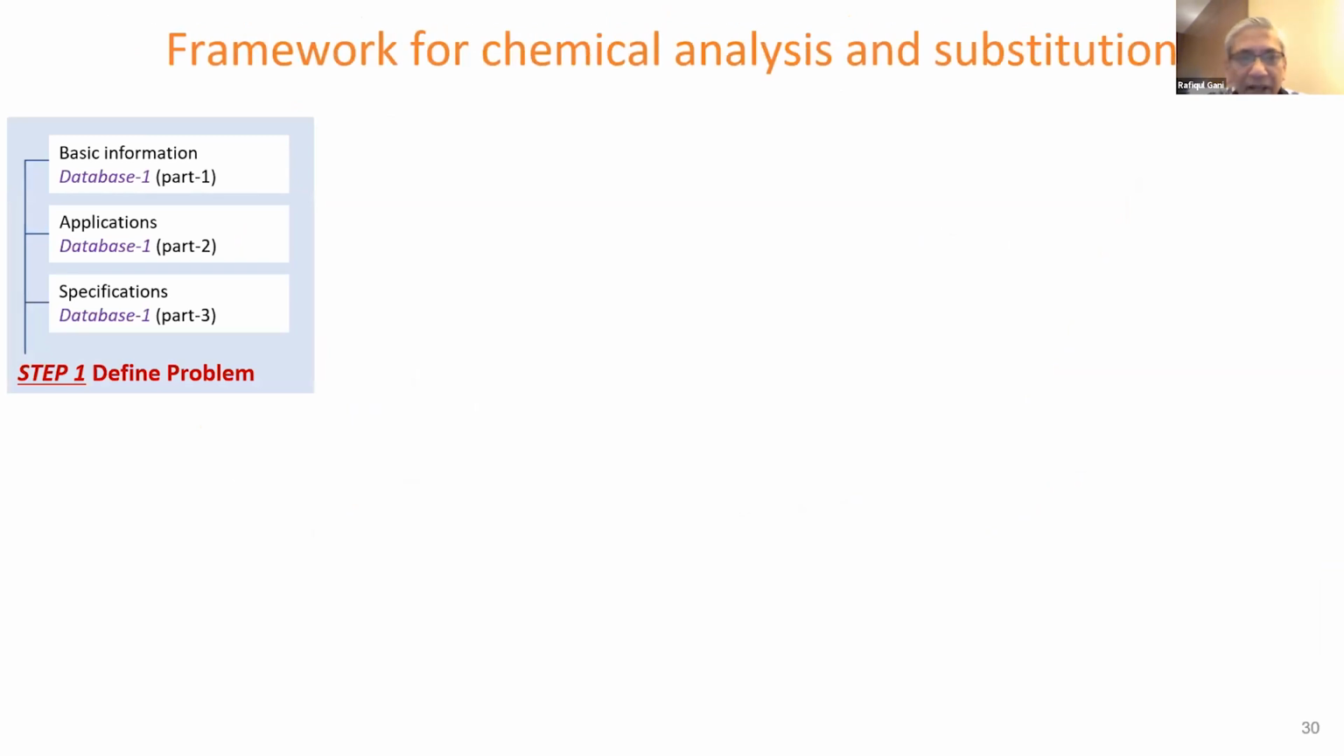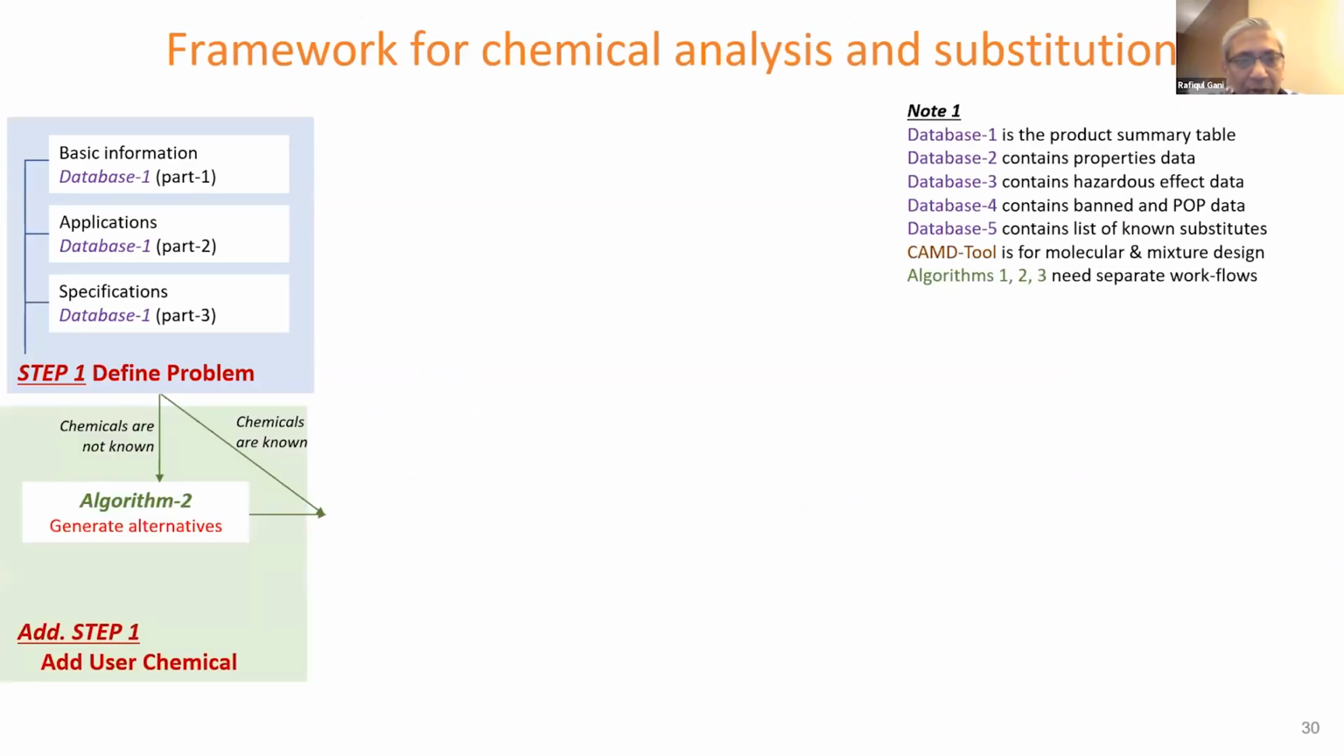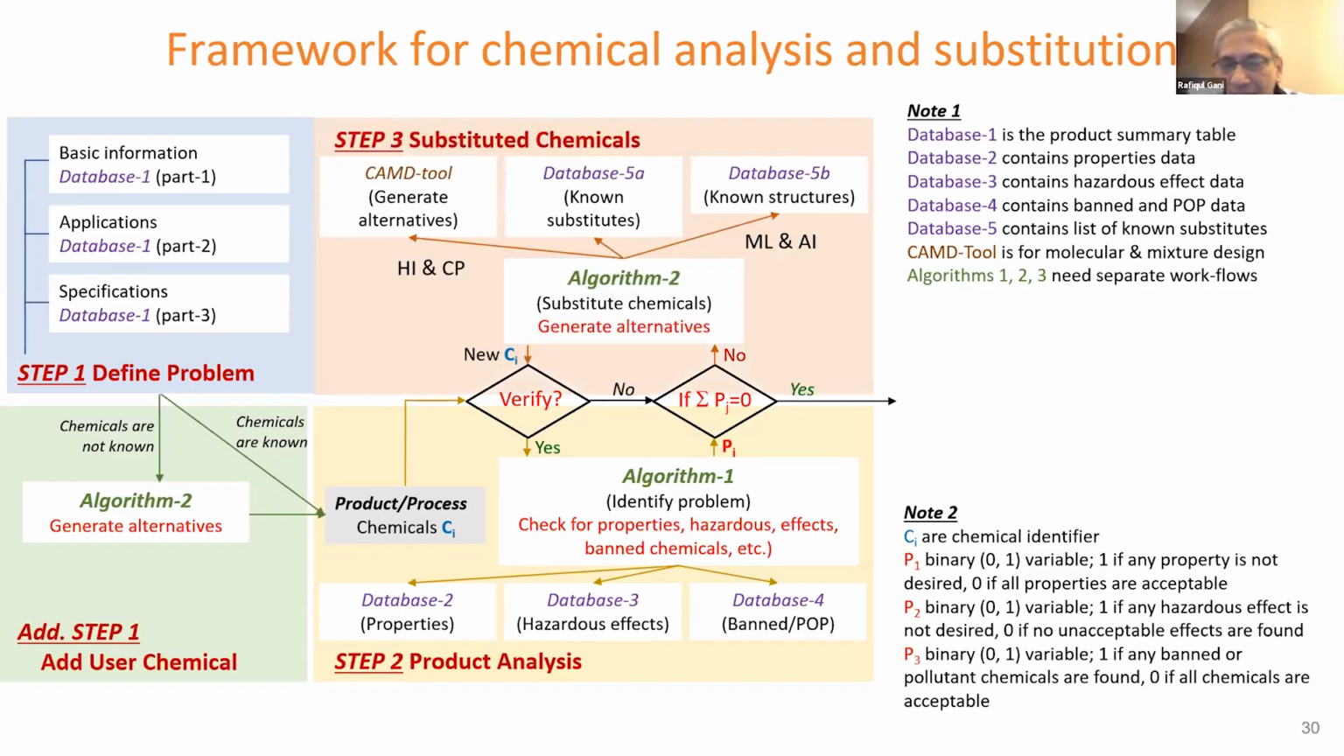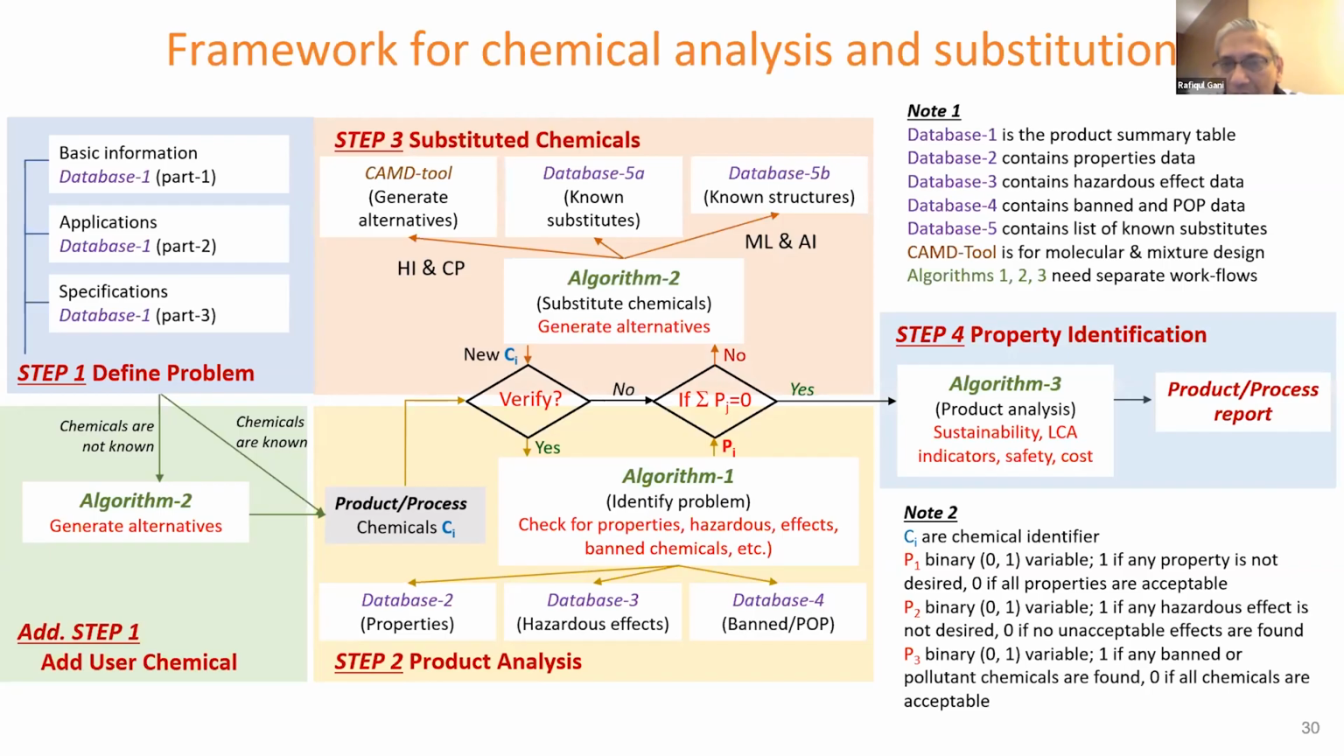So we have developed an algorithm where the user gives the chemicals they have, whether it's in a process or in a product. We take these chemicals, we go to different databases and find out what their properties are and flag them if they have any problem with physical hazards or environmental hazards or equipment hazards and so on. And then if they are flagged, we find alternatives with the product design algorithms. And then once everything is satisfied, we give a report together with the sustainability report, the LCA, and so on.